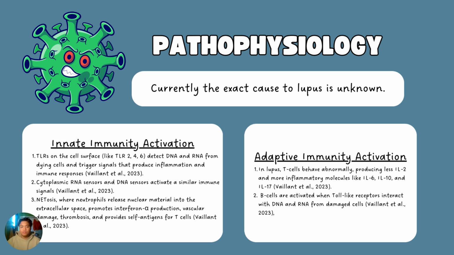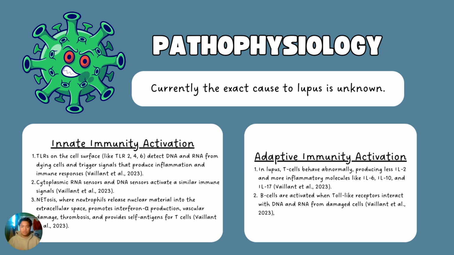Another reason could be that B cells are being activated when toll-like receptors are interacting. Essentially, what's happening is that the autoantibodies are harming organs by constantly forming immune complexes that will trigger inflammation and more cytokine release.